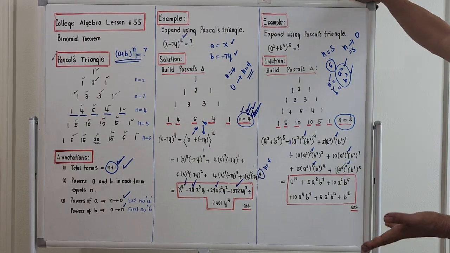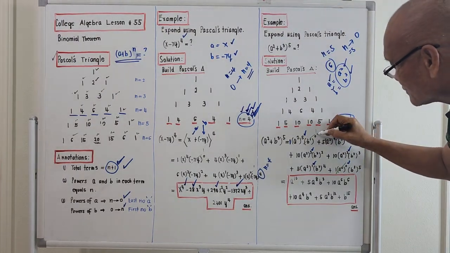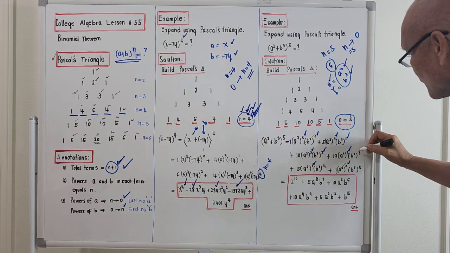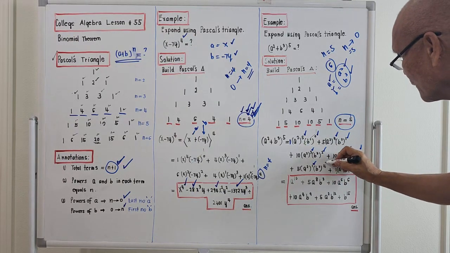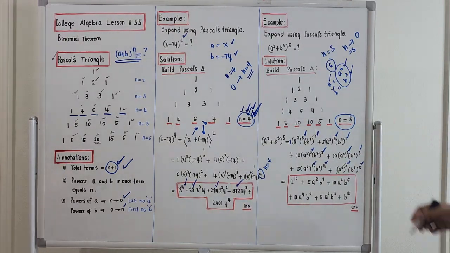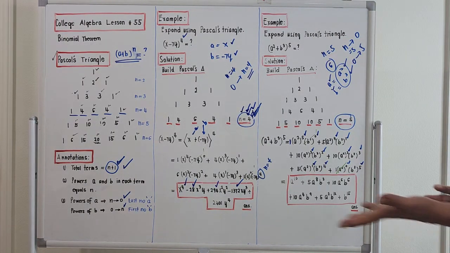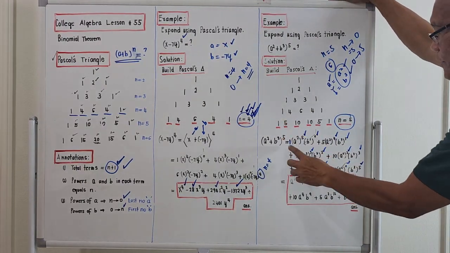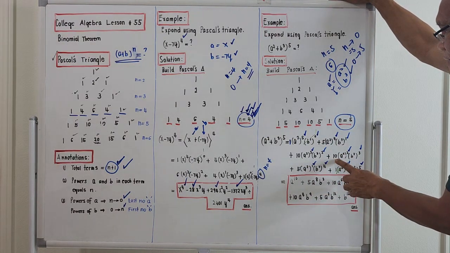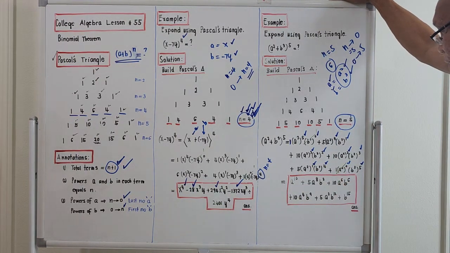For the second term, it will be in ascending order, increasing. So this will be b cubed raised to 0. This starts with 0. Next one will be 1. Next one will be 2. Next one will be 3. Next one will be 4. And the last, okay, will be 5, equal to the given n. So it starts with 0, then reaches 5. For the coefficients, we have determined the coefficients already. First term, the coefficient is 1. Second term, the coefficient is 5. Third, the coefficient is 10. Fourth, the coefficient is 10. Fifth, the coefficient is 5. Right? And the last part, the coefficient will be 1.